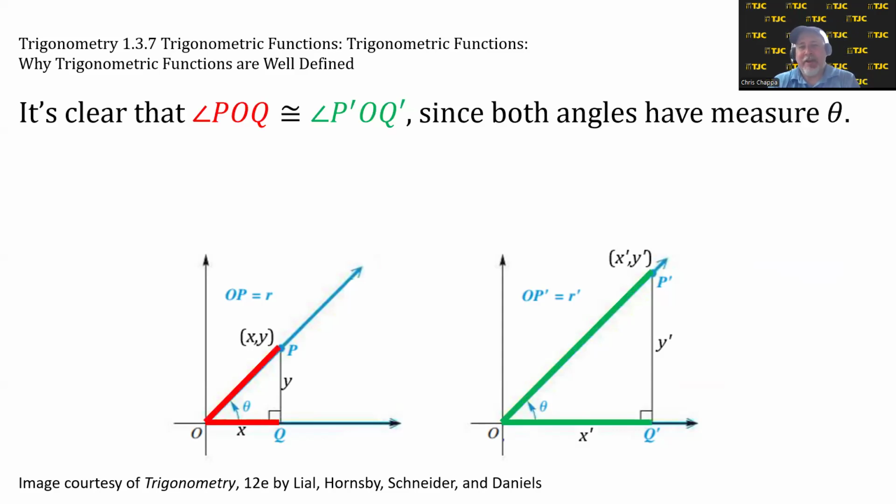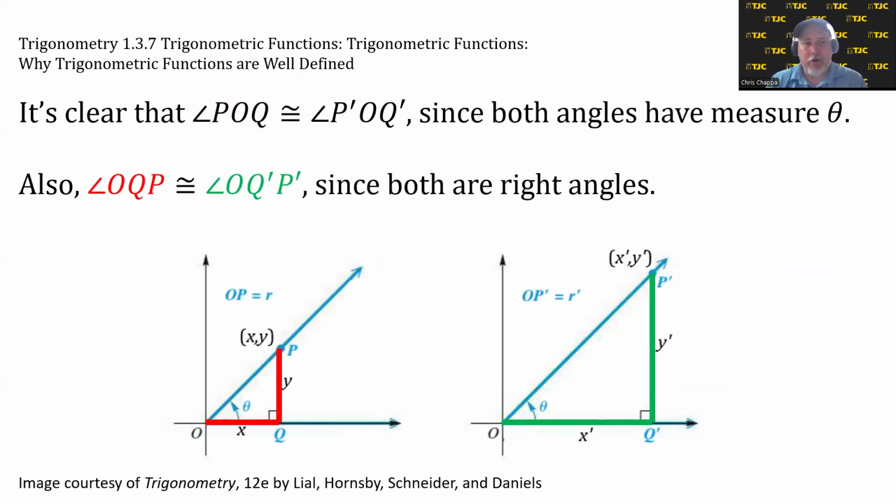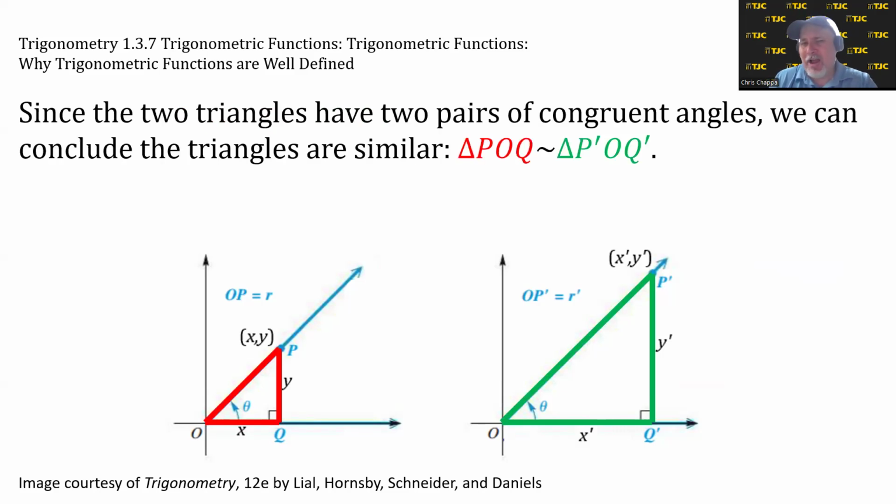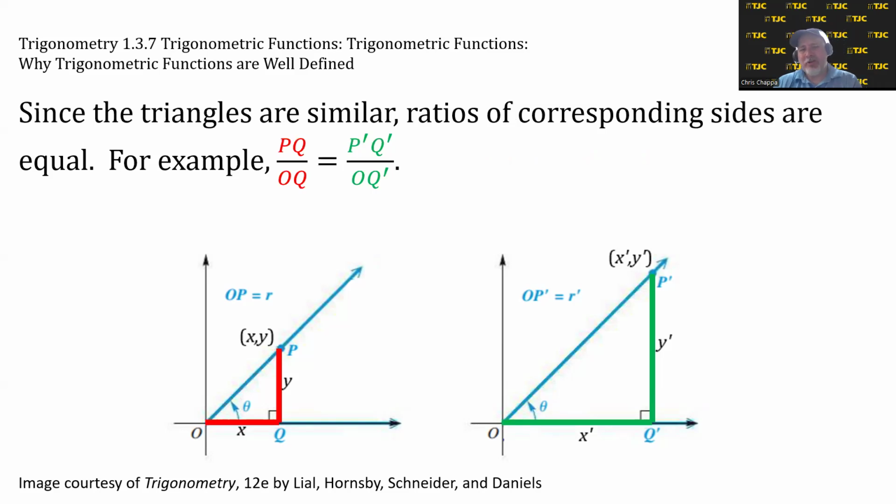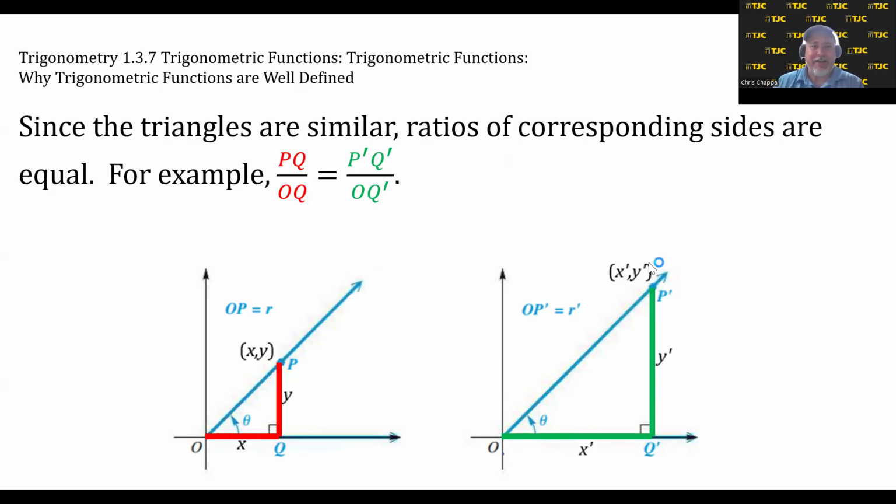Now, it's clear that the red angle and the green angle, angle POQ and angle P prime OQ prime, are congruent, since both have a measure of theta. Also, angle OQP on the left and angle OQ prime P prime on the right are congruent because they're both right angles, so they're both 90 degrees. And since the 2 triangles have 2 pairs of congruent angles, we can conclude the triangles are similar. Triangle POQ is similar to triangle P prime OQ prime.